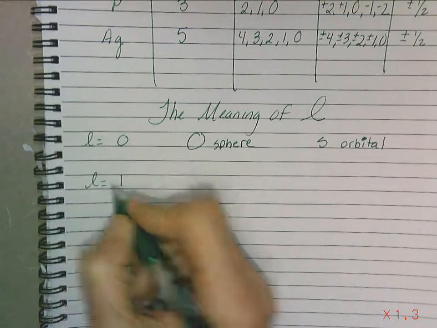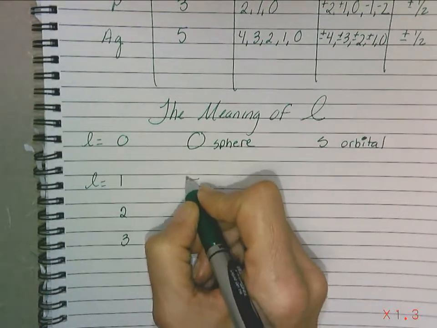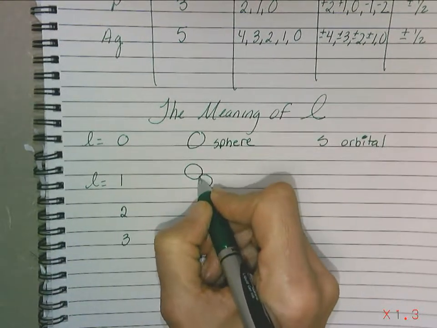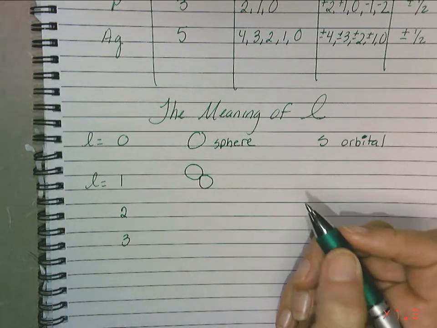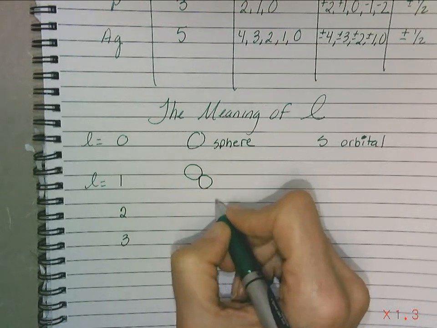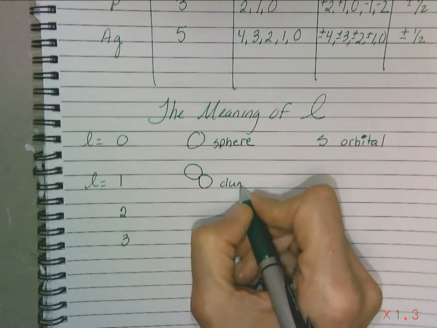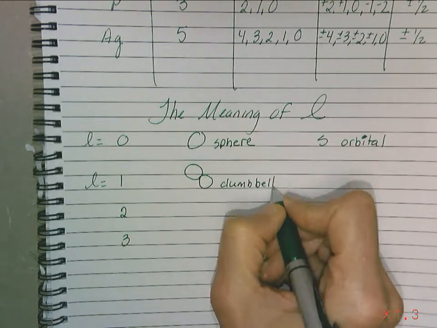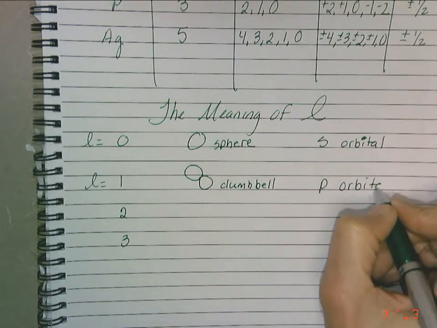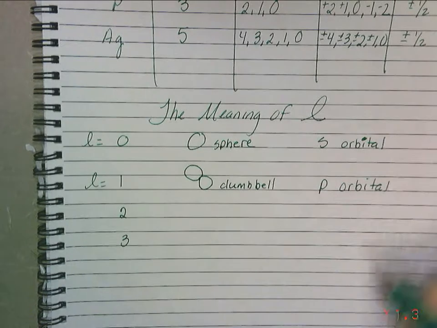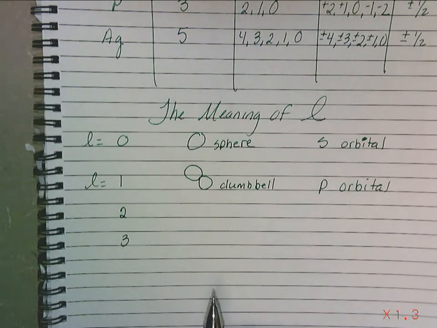When L is equal to 1, that is a dumbbell shape. Okay, that's supposed to be a dumbbell shape. That's called the p orbital. I'm going to put dumbbell so you know what I'm trying to draw, and its name is p. We'll do more with these letters a little bit later, but just learn what they mean right now.